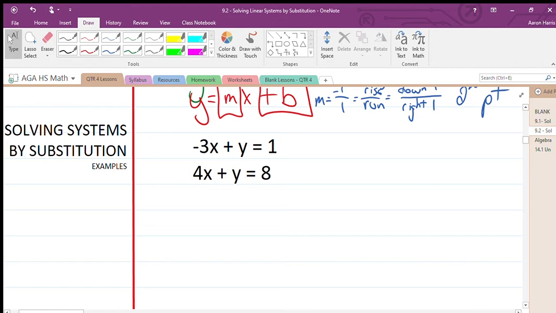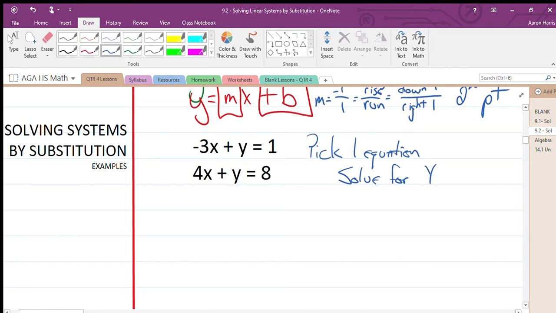Solving systems by substitution. Okay, I have 2 equations. Here's my system. They're both linear. I have an x and a y, no powers. Okay, but if you notice, is y alone? No. Is x alone? No. So all you have to do is what? Pick one equation and do what? Solve for y. Real simple, okay?